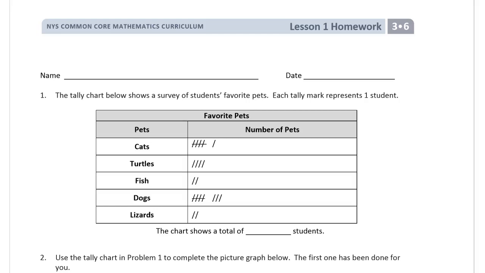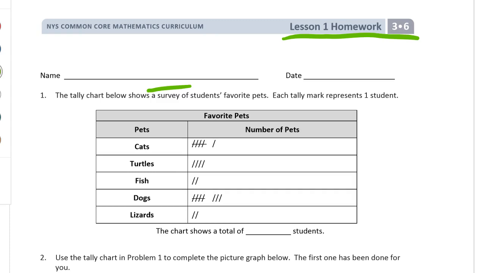This is the homework for lesson one of module six for third grade. Get your name on here first. The tally chart below shows a survey of students' favorite pets. Each tally mark represents one student voting. And so we're looking at all the tally marks.